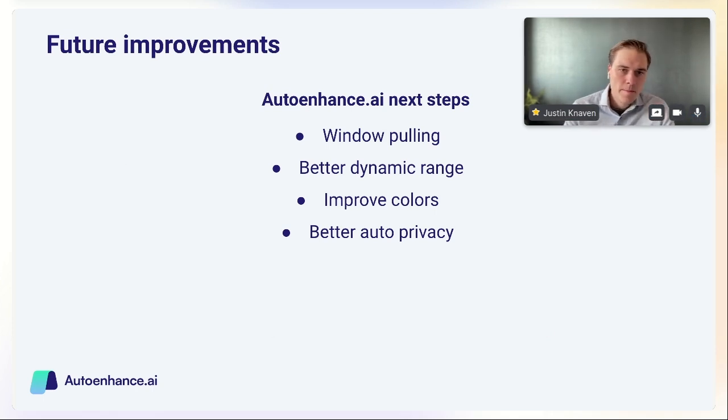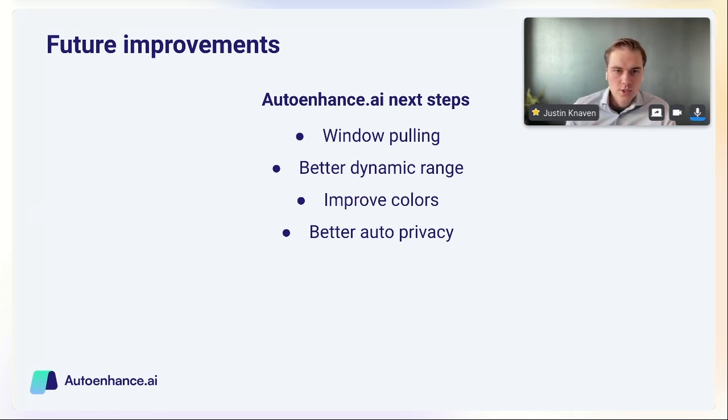So that's window pulling. Better dynamic range is something that's also really important to us. Further improve coloring of the image, and auto privacy is also something we are currently working on. And auto privacy, that's basically blurring human or license plates and such, which we're trying to detect and blur automatically.